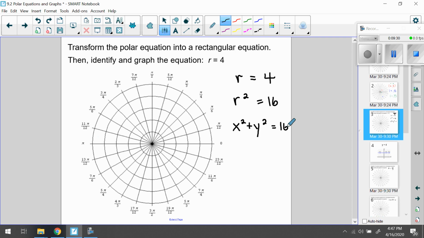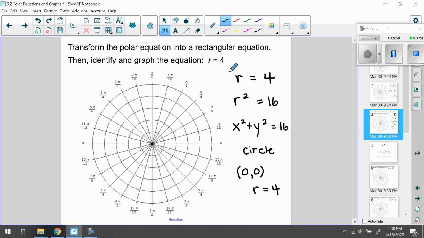And so hopefully now you're recognizing this as a circle. And I wonder, does that agree with the answer that you just thought of? To be more specific, this would be a circle with a center at 0, 0, and a radius of 4. Okay? So now we can take this information and bring it to our polar graph and think about what that looks like.